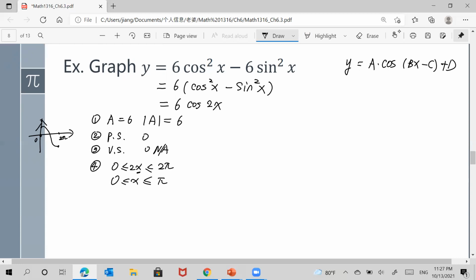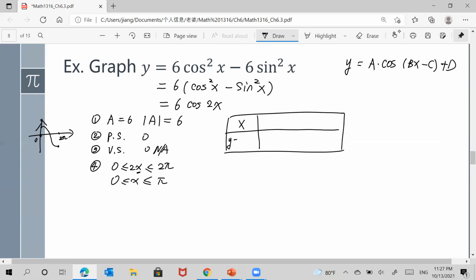And what else? So actually we are just graphing the picture. We don't need to find the domain and range. So that's enough information. And then we can just draw a table with x listed here and y equals 6 times cosine 2x.